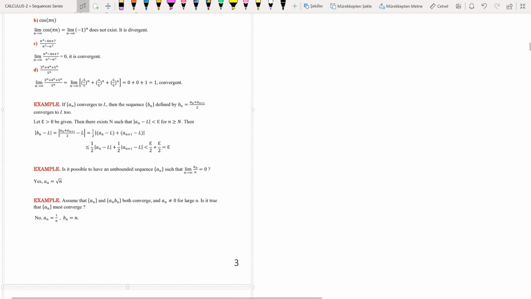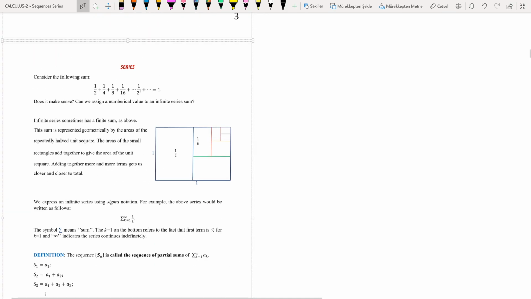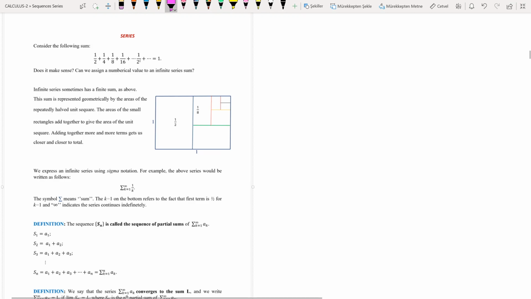Okay, let's answer this question. Consider this infinite sum: 1 over 2 plus 1 over 4 plus 1 over 8 plus 1 over 16 and so on. And I claim that the sum of these infinite terms is equal to 1. Let me give a simple proof.